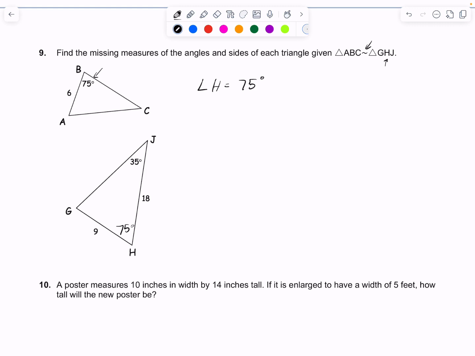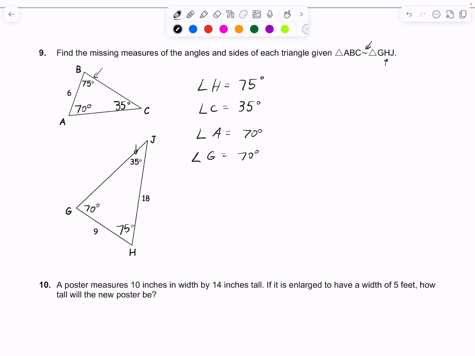Okay. Then based on the fact that they gave me angle J is 35 degrees, that matches with angle C, which is 35 degrees. So angle C is 35 degrees. And then if I take those two and add them together, 75 and 35 is going to be 110. Subtract that from 180 and you get 70 degrees for the other ones. So angles A and G are both 70 degrees.